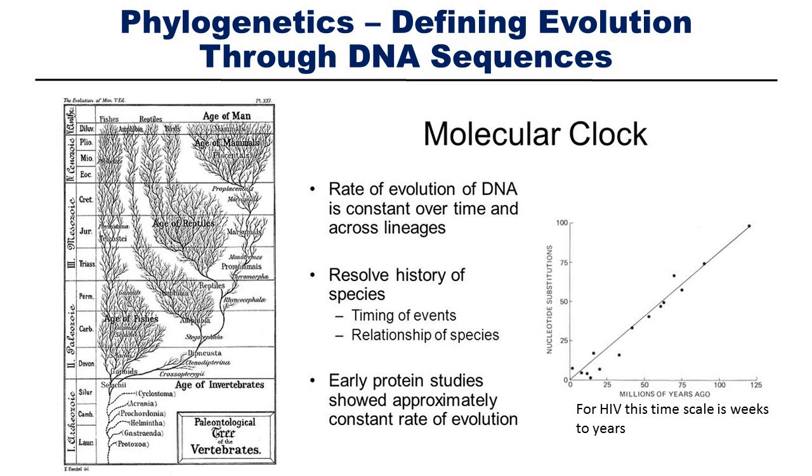On the right-hand part of the screen is a really important point I want to make early in this presentation. As we compare the molecular clock for, say, humans and chimps and mice and zebrafish, it's on a scale of millions of years. However, when we think about the evolutionary scale of HIV, the time scale is in weeks to years, not millions of years. Next slide, please.